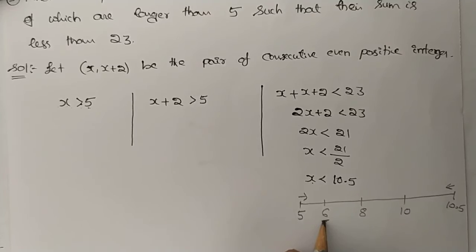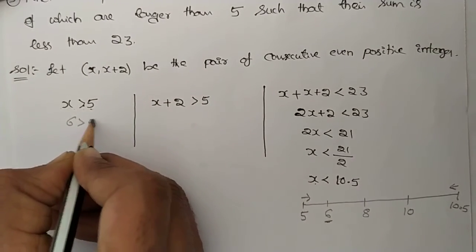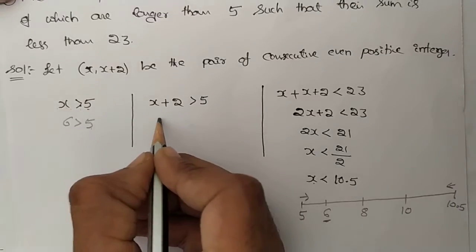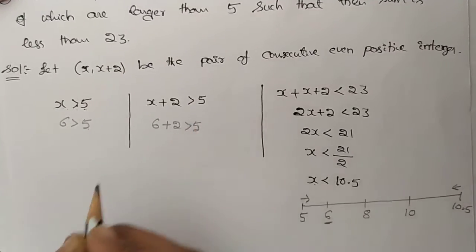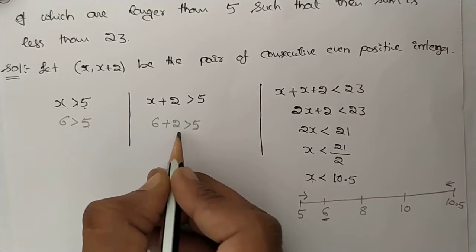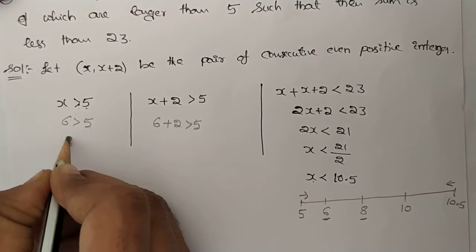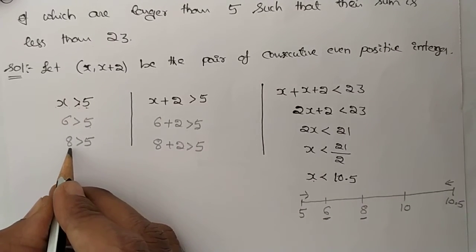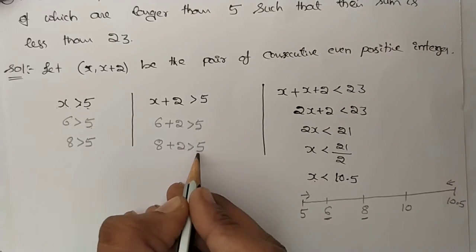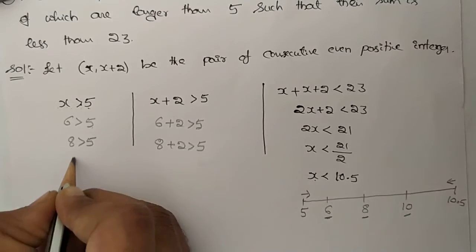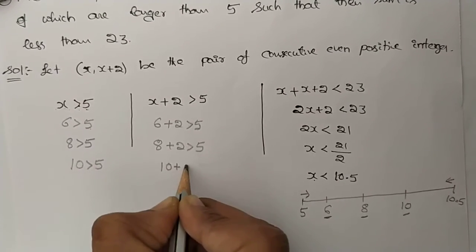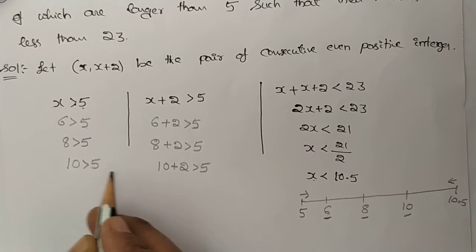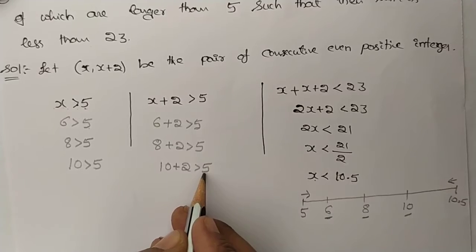Now, if we take 6, 6 is greater than 5. Is it true? Yes. 6 plus 2 is 8, greater than 5. Yes, it is true. If we take 8, 8 is greater than 5, true. 8 plus 2 is 10, which is more than 5, true. Now if we take 10, 10 is greater than 5, true. 10 plus 2 is 12, and 12 is greater than 5. Yes, it is true.